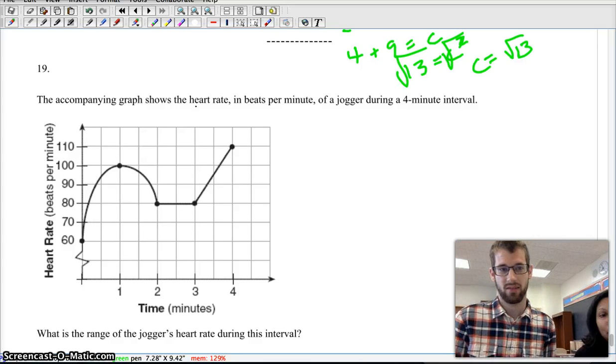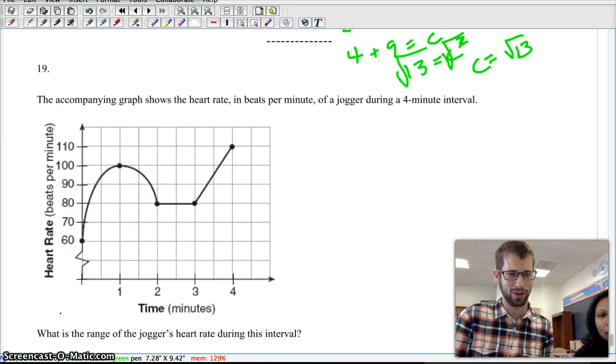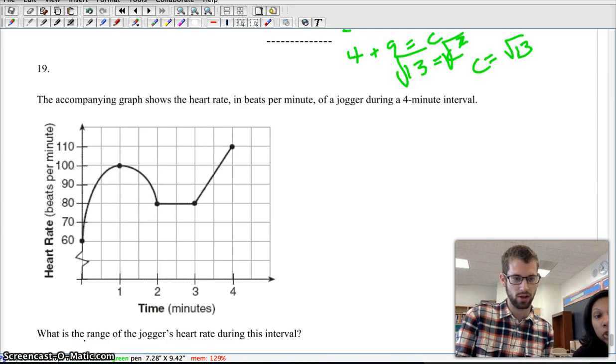It's true. Okay. So we've got heart rate in beats per minute of a jogger during a 4-minute interval. Whenever you see a problem like this, the question is typically going to be down below. So it says, what is the range of the jogger's heart rate? So our keyword here is range. Home on the range.